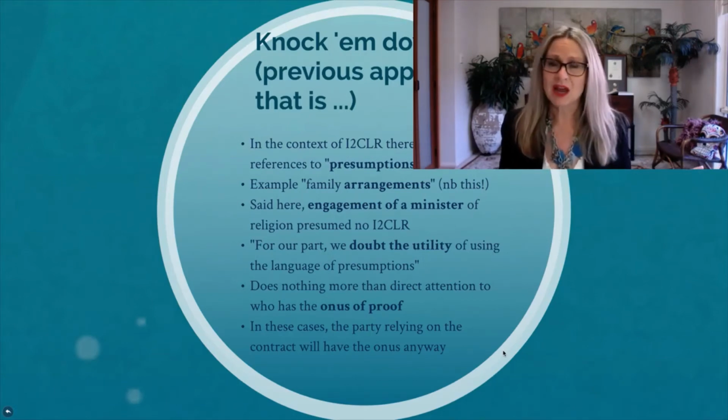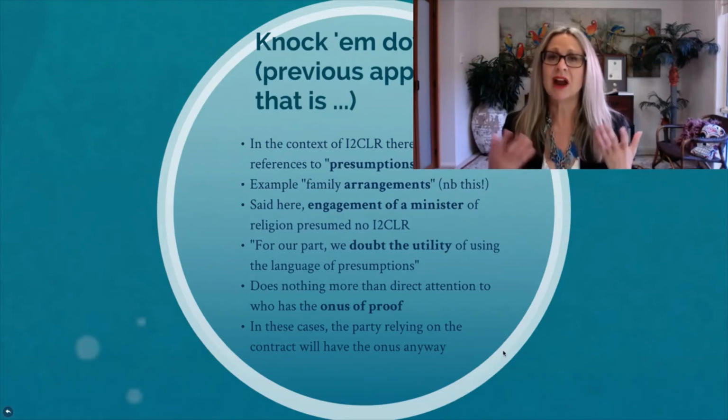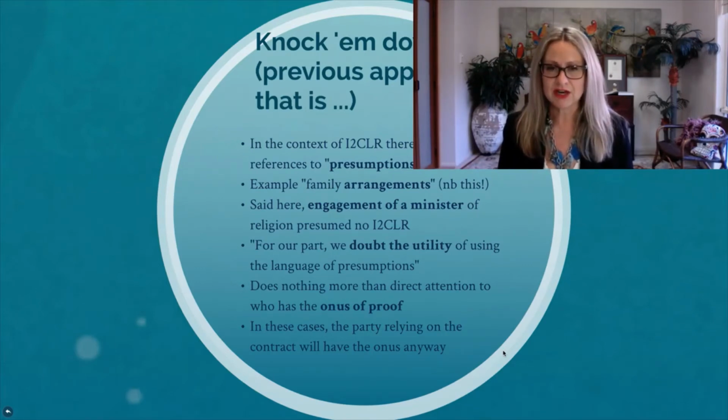Given that we have this wide range of facts that we need to actually go through and look at, what would a presumption do for us anyway? It would tell us who has the onus of proof in showing that, in fact, there was legal relations or not. In any event, wherever intent to create legal relations is raised, the person that's seeking to rely on the contract is the person that's going to have to go about showing that there was intention to create legal relations.